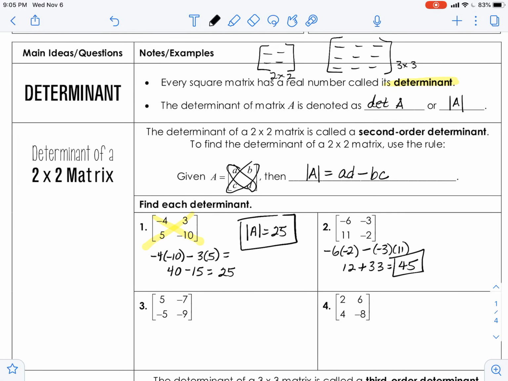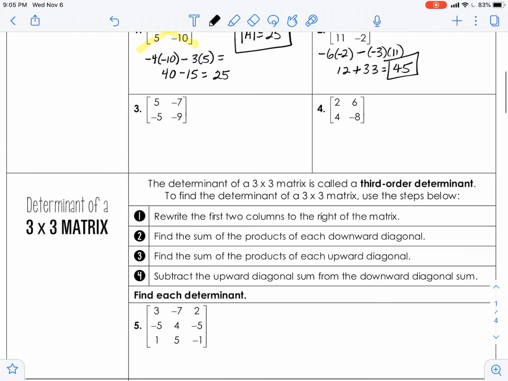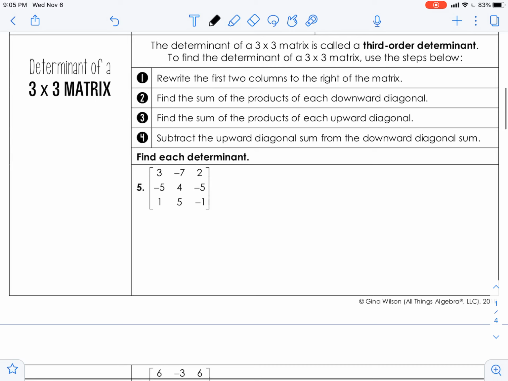Okay, in our last video, we talked about how to find the determinant of a 2 by 2. And this one, we are going to find the determinant of a 3 by 3, which is called a third order determinant. Now, this one is going to take quite a bit more work. So let's just go ahead and jump into the steps.